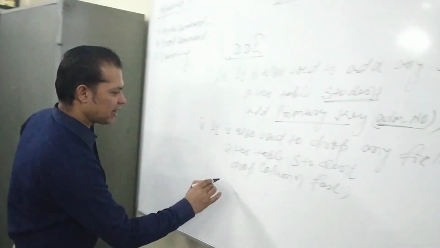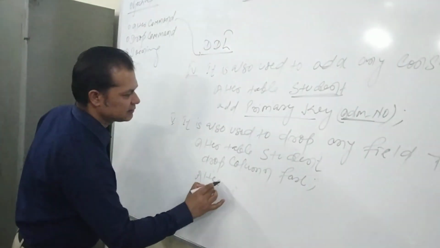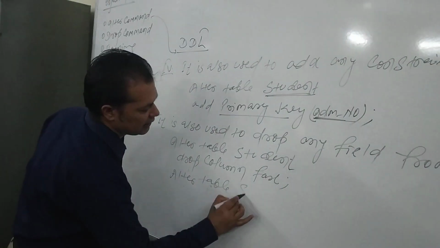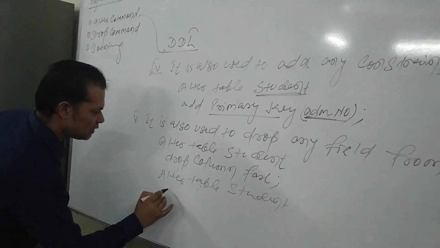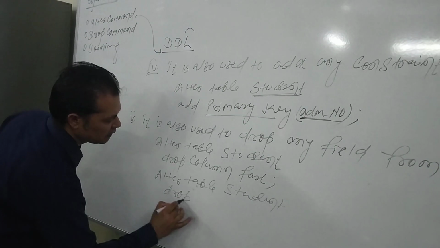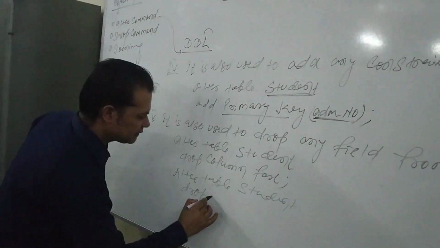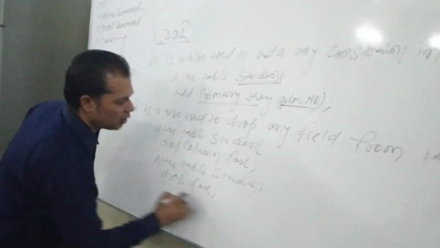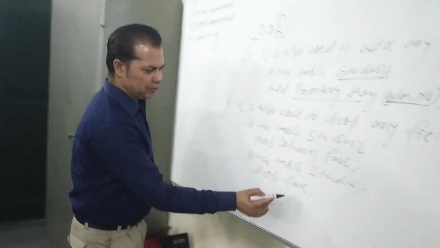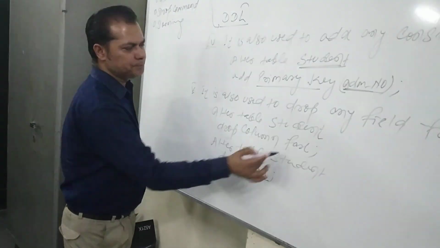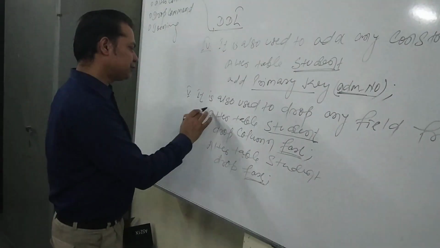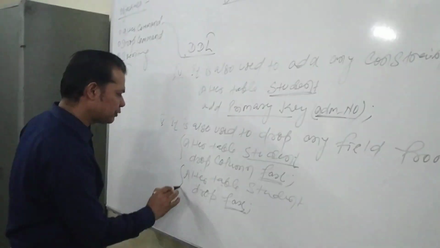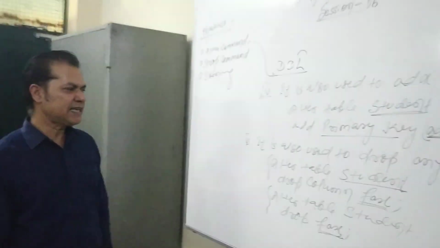Second way, you can write alter table name and then drop simply the column you want to drop, that is facts. Now both will do the same thing. It will delete the facts field from the table called student. It's up to you whether you write like this or like this, but the impact will be the same.